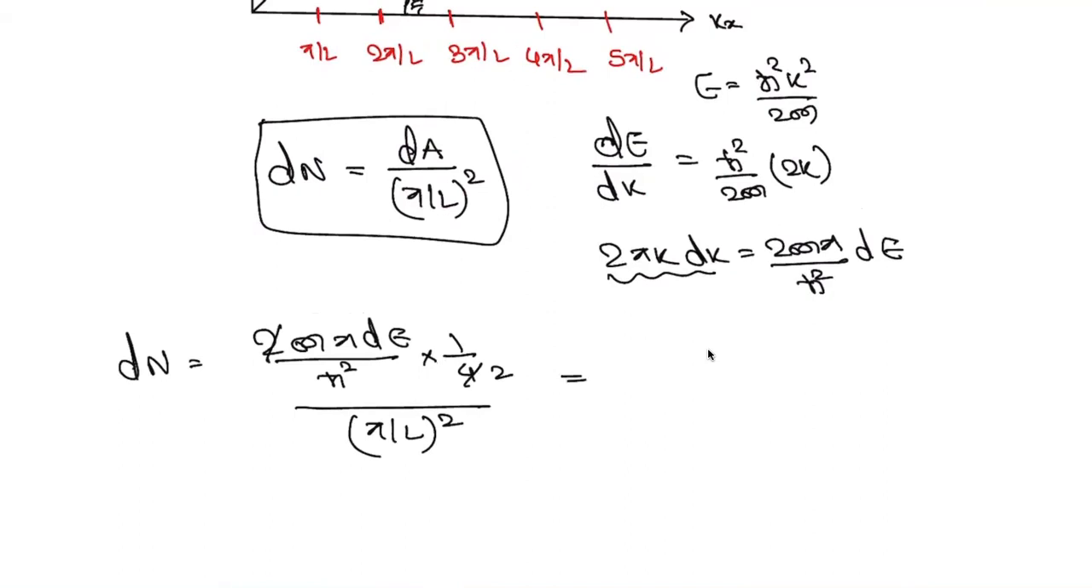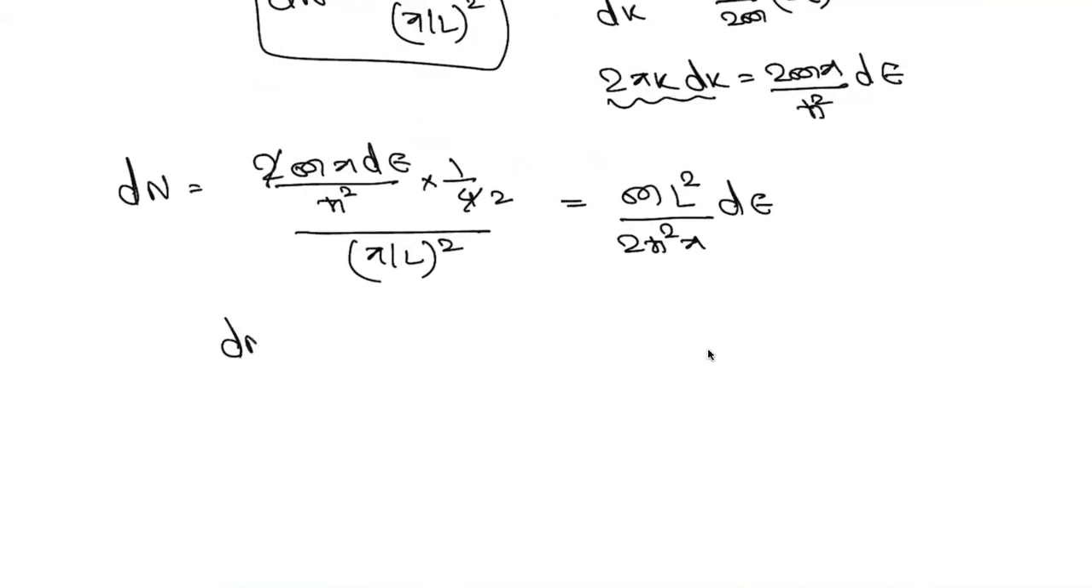So it will simply become m. L will go up, so L square upon 2h square pi de. So dn by de, this is what we need to find out. ge is equal to ml square upon h square.